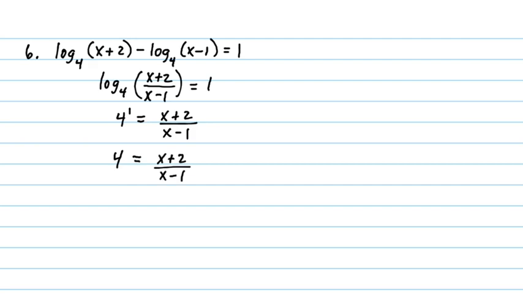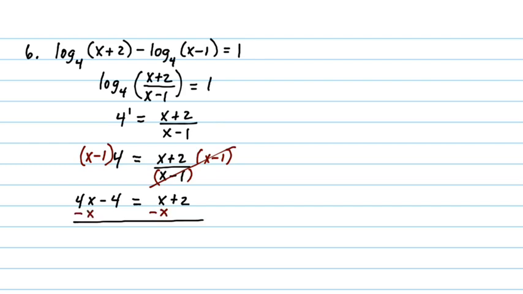And this is a rational equation, so we want to clear fractions. We'll have to multiply each side by x minus 1. So notice on the right, we're going to get x plus 2. Of course, we've got to multiply the other side by x minus 1. Over there, when we distribute, we'll get 4x minus 4. We need to subtract x on both sides. And we'll get 3x minus 4 is equal to 2.